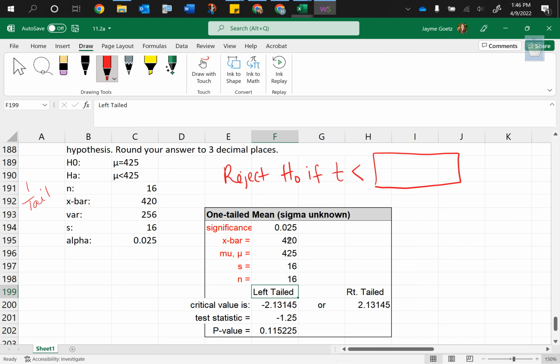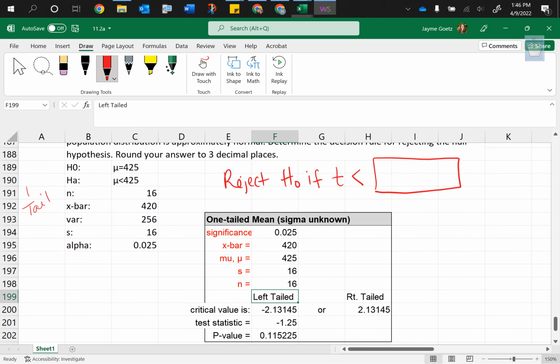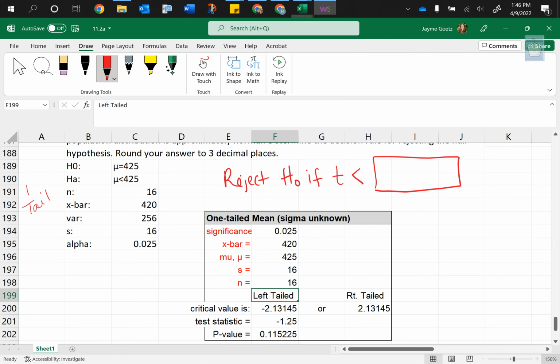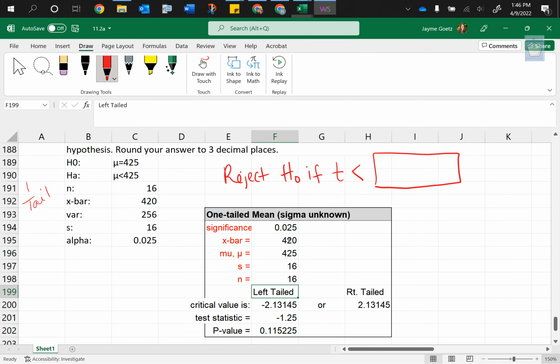Then we just have to come down here and find our test statistic, this negative 1.25. Nope, that's not right. The test statistic is what our actual guy is. We need to reject the null hypothesis if T is less than, now we have to look at our critical value. That's our critical value. So if I had my graph right here, this is 0, and it's a left-tailed test, so it'd be negative 2.13. So we want to reject it if it's in this rejection region, which means it would be less than negative 2 point, and it said 3 decimal places, so 131.